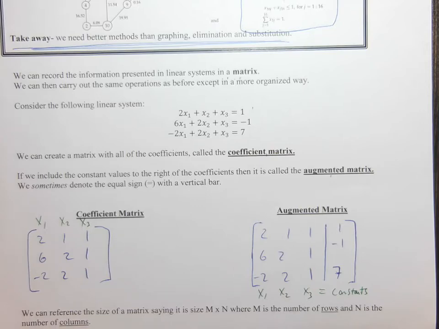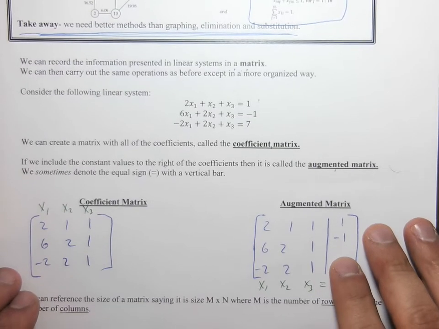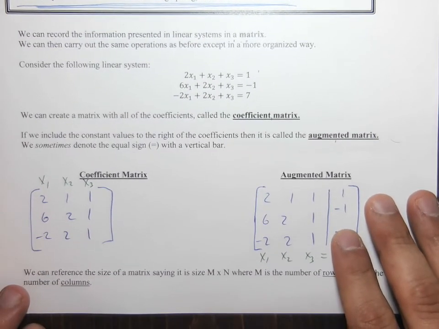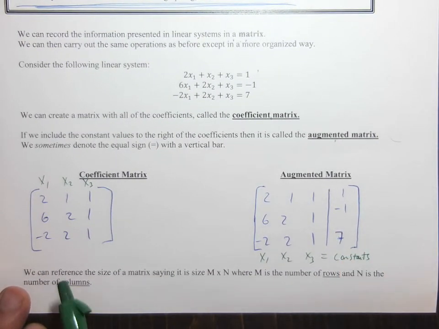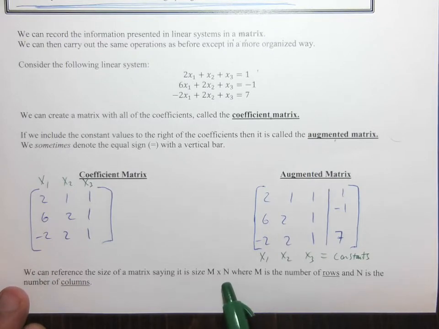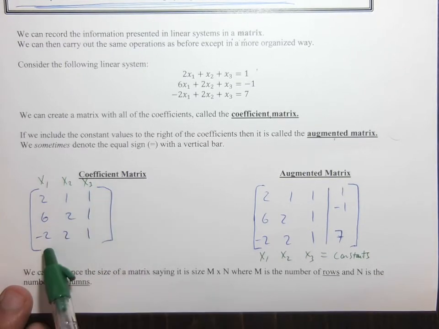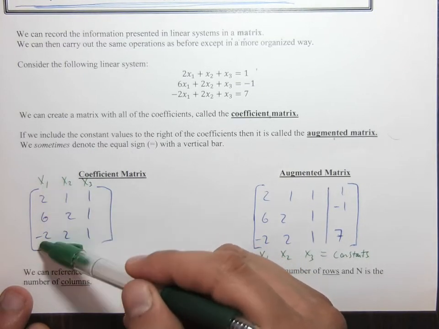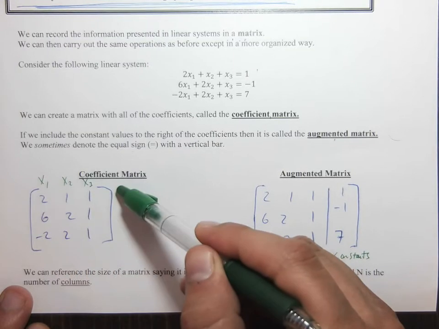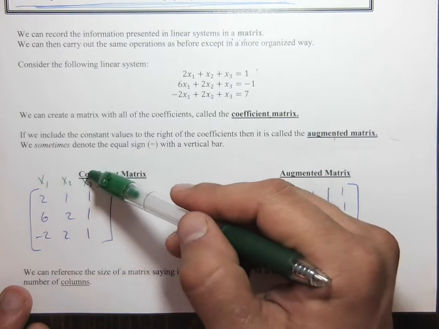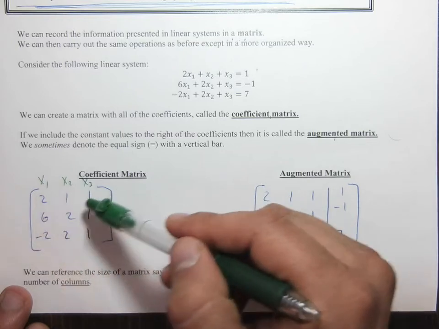The other piece of vocab that we need on this page is how we refer to the size of matrices. We reference the size of a matrix by saying it's m by n. The first number you write down, the m, is the number of rows, and the second number, the n, is the number of columns. So this coefficient matrix, for example, has 3 rows and 3 columns, right? To be clear, the columns go up and down, and the rows go side to side.